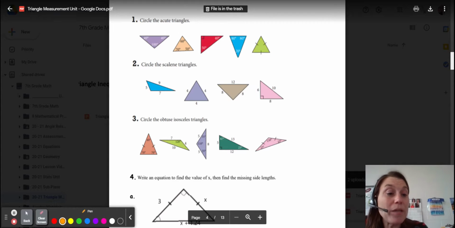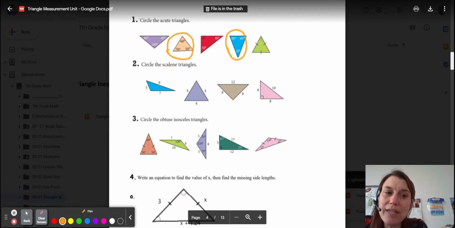In order for a triangle to be an acute triangle, it would have to have all of its angles less than 90 degrees, so between 0 and 90. If I look at, for example, this first triangle here, this purple one, two of its angles are acute. But that's not enough for it to be an acute triangle. They all have to be acute. So that's why I would circle this one, because all three of these angles are less than 90. And all three of these angles are less than 90.